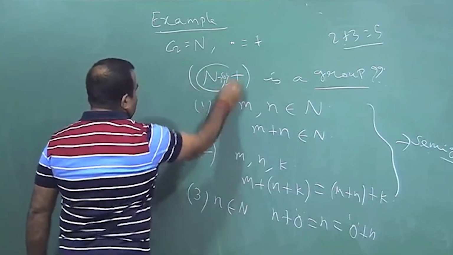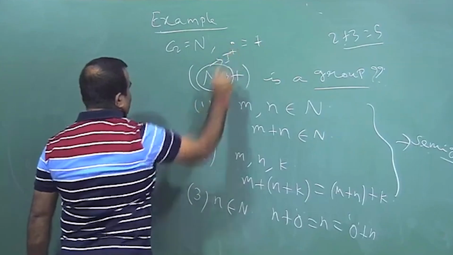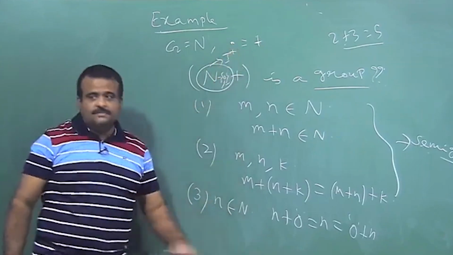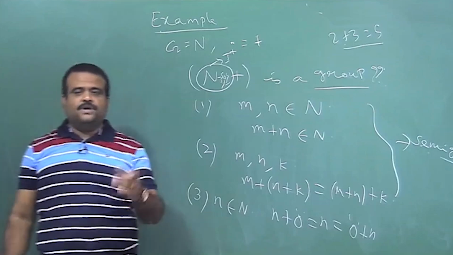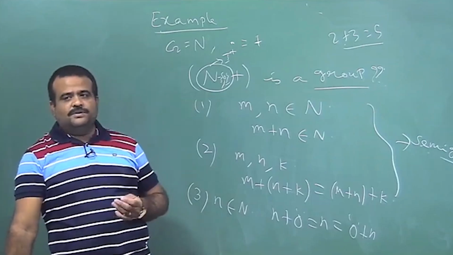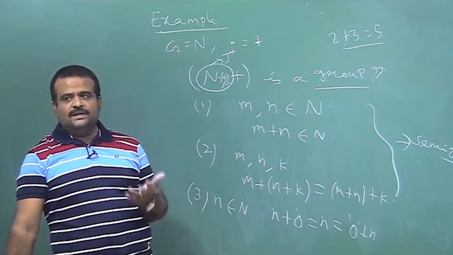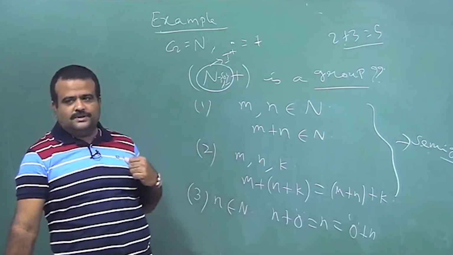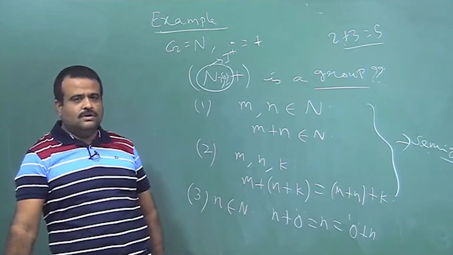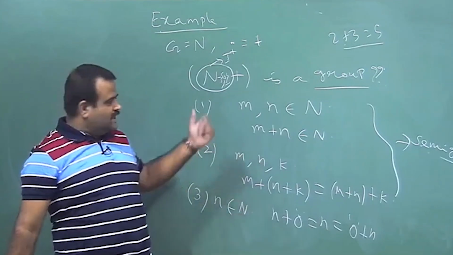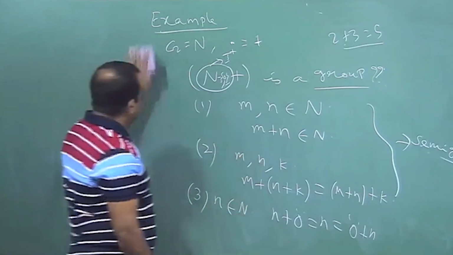So, this is basically the set of positive integers, because then the inverse will not be there. Because if we have taken any positive integer, say 2, then the inverse under this additive operation is minus 2. So, minus 2 does not belong to this set. So, it is not a group.